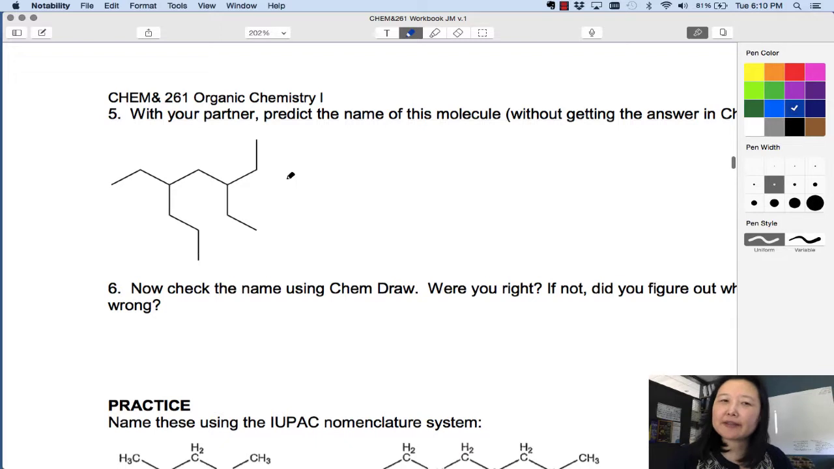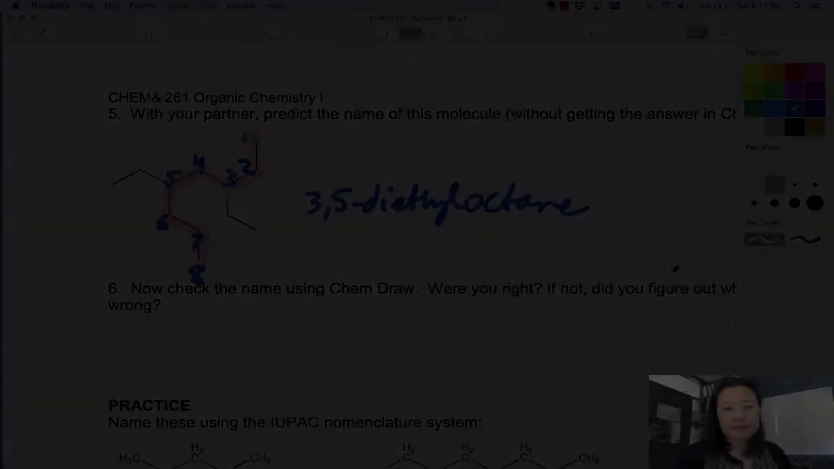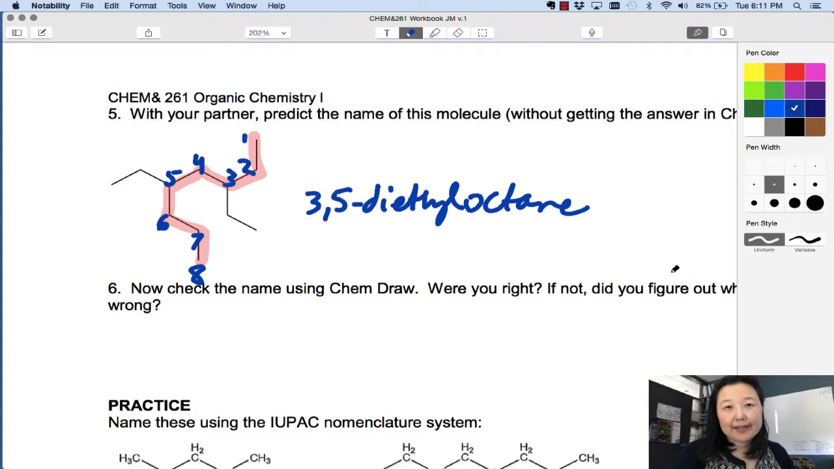Go ahead and try this one now. Highlight the longest continuous chain, see if you've got the numbering correct, and then try to name it. All right, guys, we're back with number 5 here. I highlighted the longest chain, and it should be numbered the way that I have it. That gives us 2 ethyl branches at carbon 3 and carbon 5.